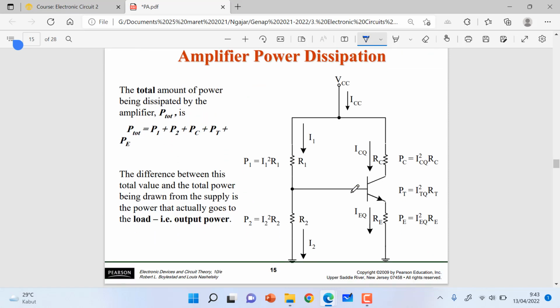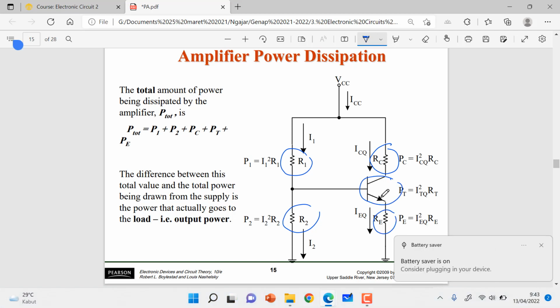The total amount of power being dissipated by the amplifier, P total, is all the power drawn in the resistors. So P total is P1 in R1, P2 in R2, PC in RC, and then PT in the transistor, and also PE in the emitter. So this is the total power dissipation in the amplifier.